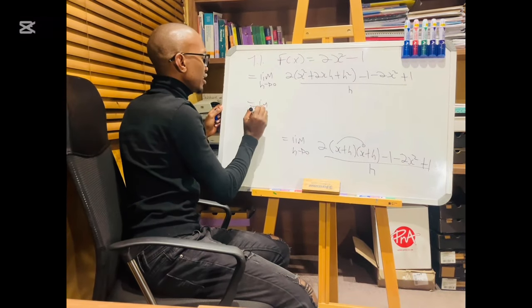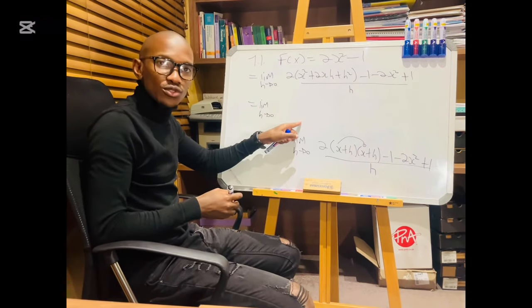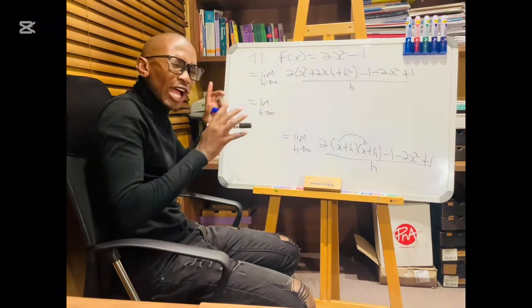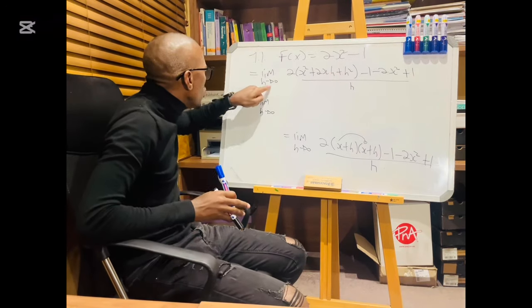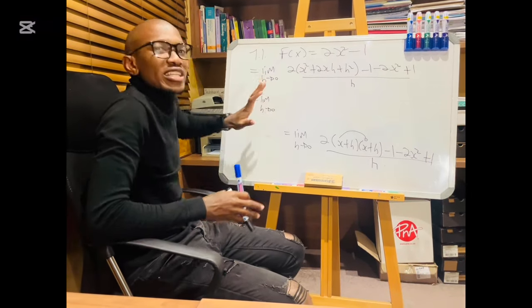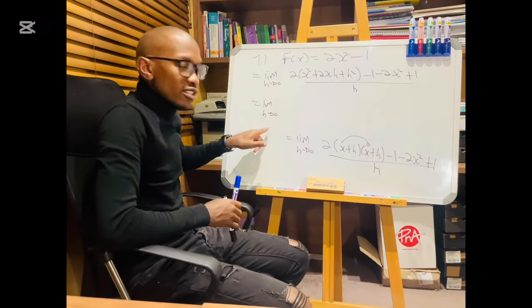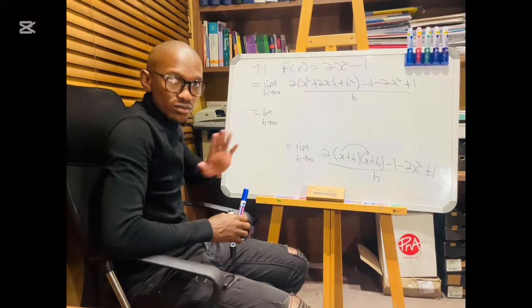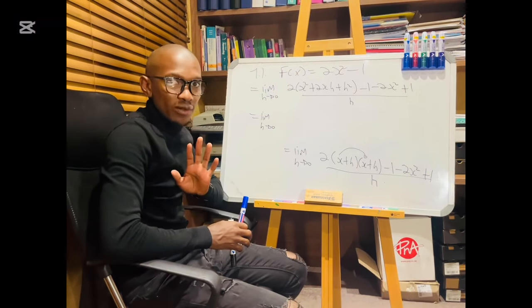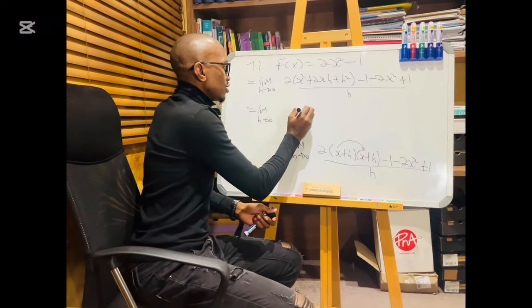The limit as h approaches 0. This must always be with you until you start to substitute your 0. Please don't remove the h or the limit here. Keep the limit as h approaches 0 every step of the way until you start to substitute that 0. If you don't, it's wrong. Please.